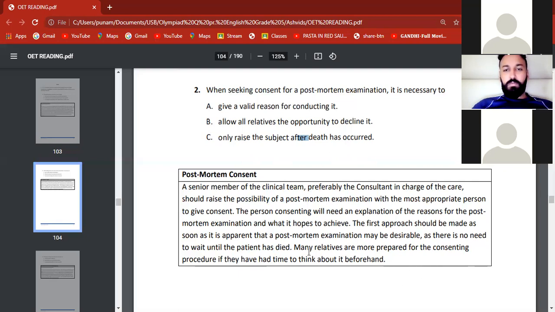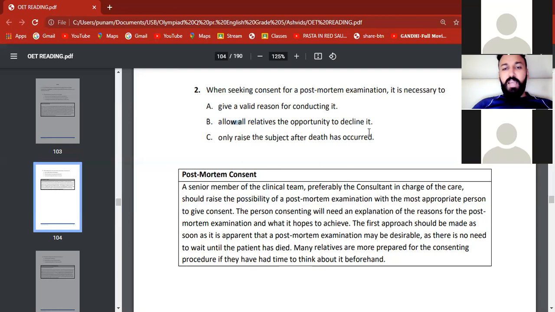Many relatives are more prepared for the consenting procedure if they had time to think about it beforehand. Okay, here it is talking about the relatives, right? So let's see, is it matching? If they have time to think, then they'll be able to decide about it beforehand. But here it says allow all relatives. All is anyway wrong because it says many. Many is not all.